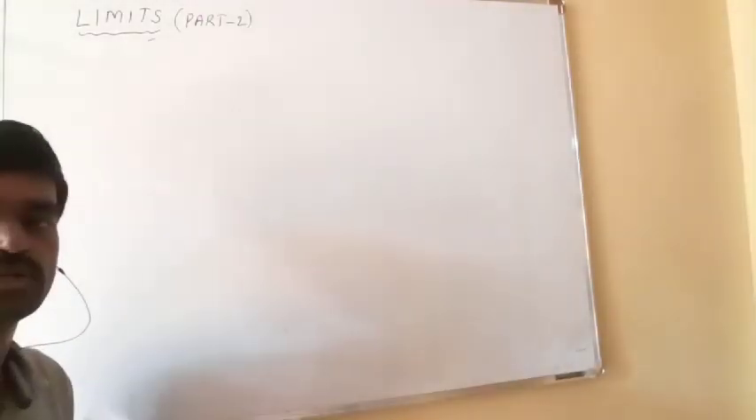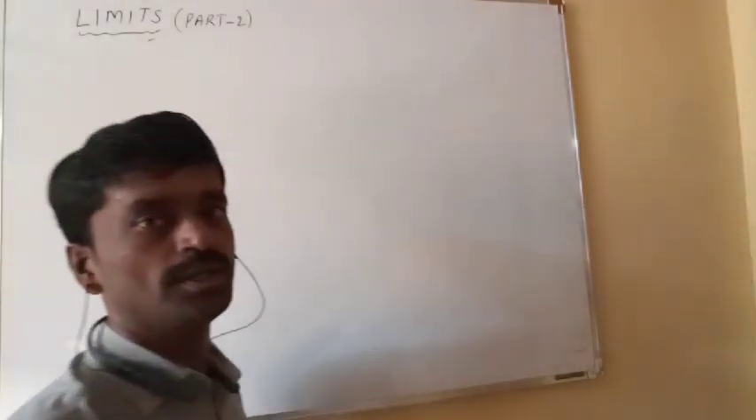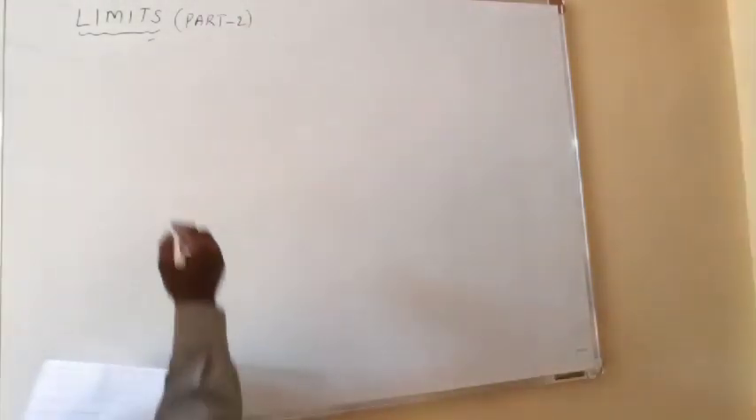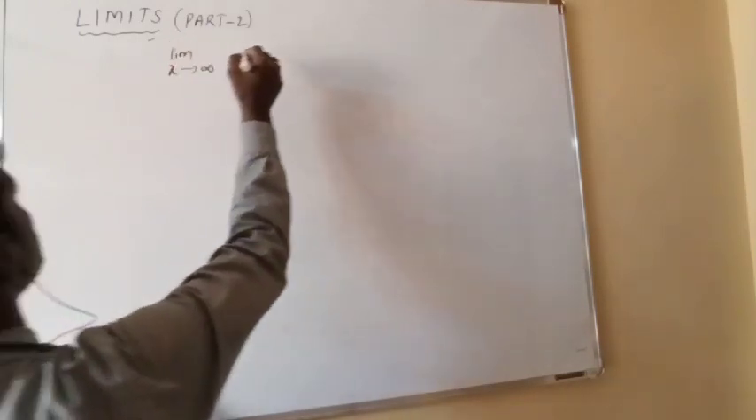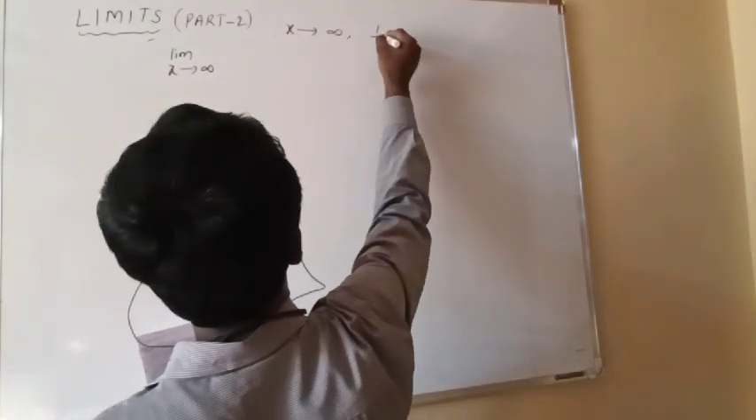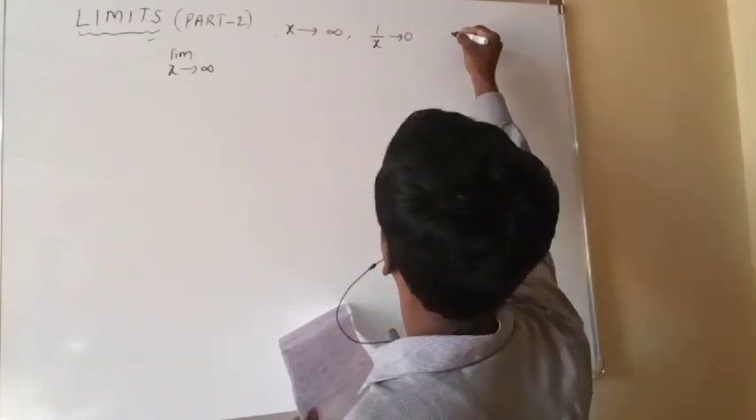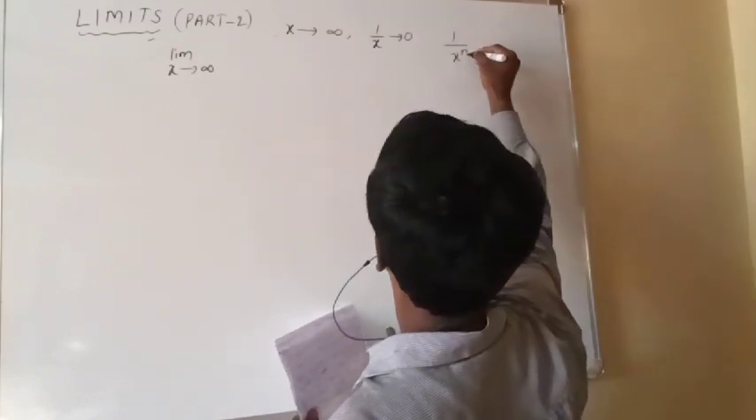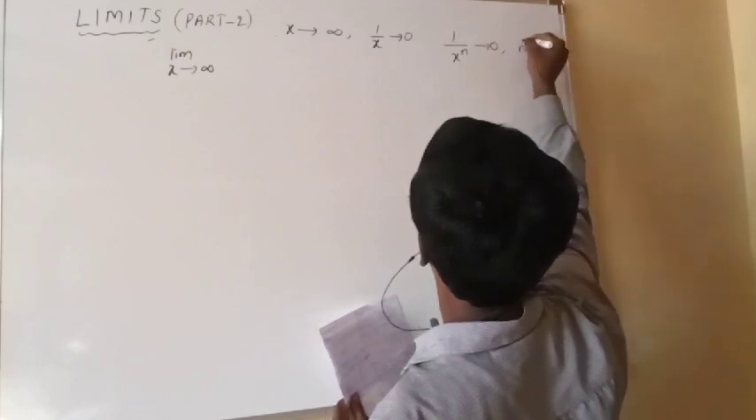So next, limit of the function when x tends to infinity. How to find the limit of the function when x tends to infinity? Remember the basic thing: when x tends to infinity, 1 by x is tending to 0. In fact, 1 by x power n is also tending to 0 for all natural numbers n.